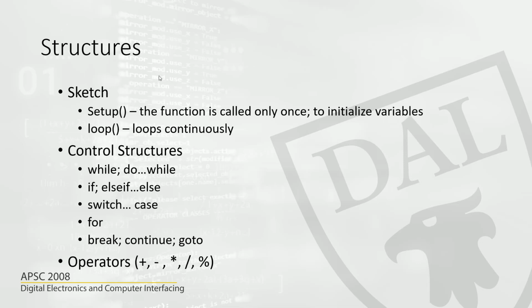Whatever program you write, there are some global variables which are written even above the setup function. But most initialization can be written here in setup, and then everything that has to be run in a continuous loop will go into loop. And we'll also see some control structures.